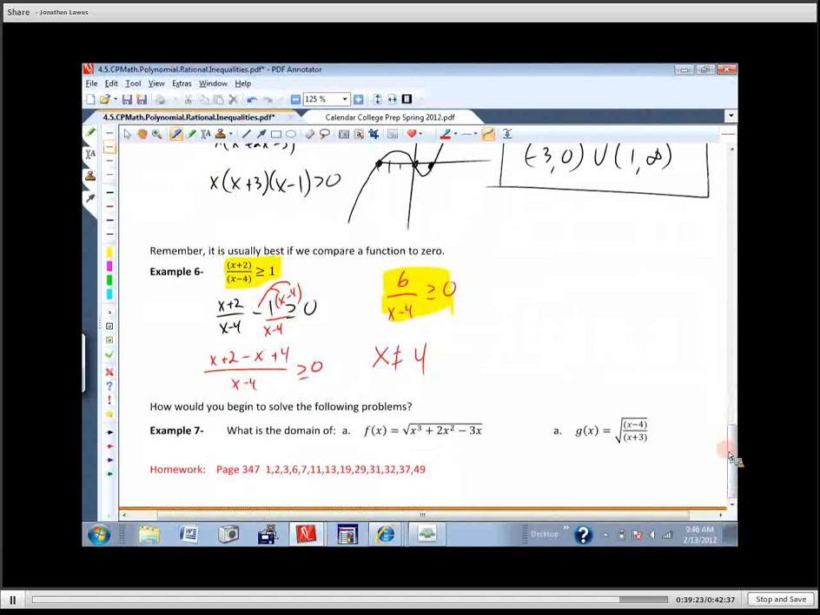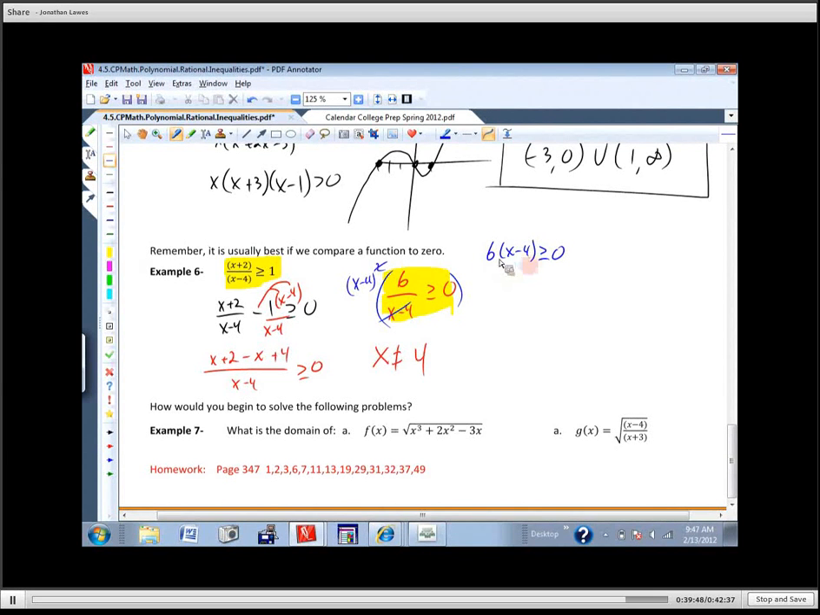Now here's the cool part. Charles said we're going to get rid of the denominators. Check this out. I'm going to multiply by (x minus 4) quantity squared on both sides. The other side is still a 0. This x minus 4 cancels with one of those, so this is what I'm graphing. Whoops. Any questions there?